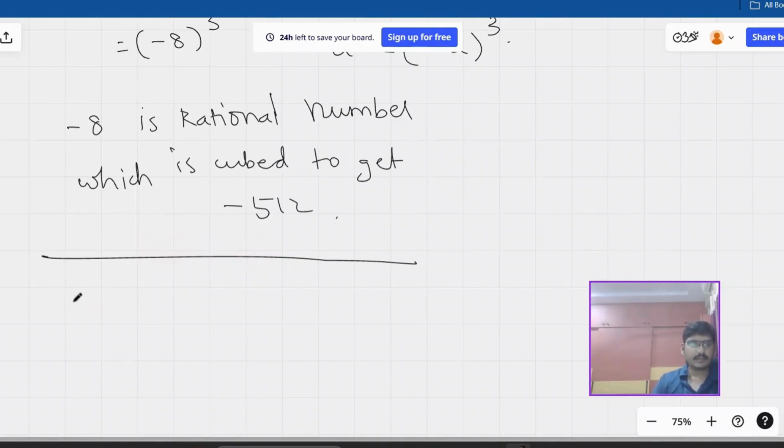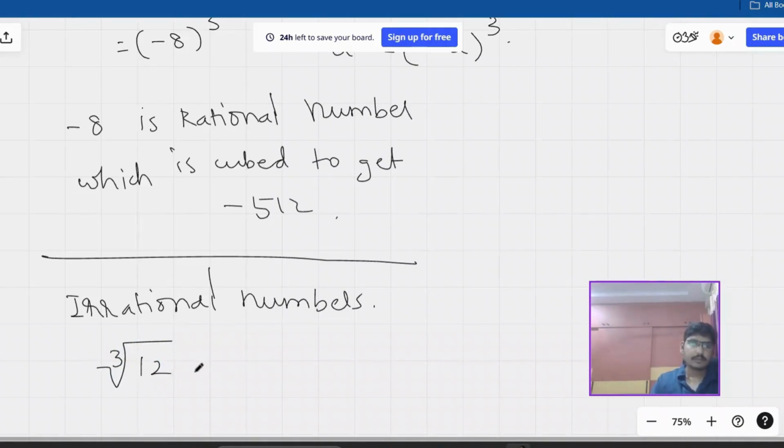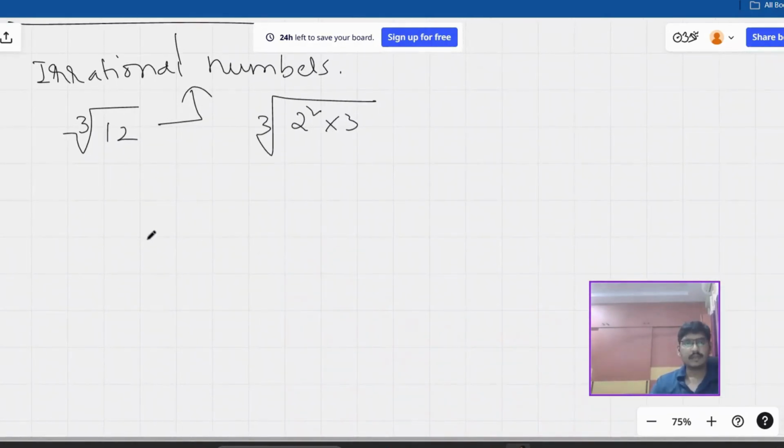Similarly, you can also write some of the irrational numbers. What are irrational numbers? If a number exists in cube roots without simplification, it is called an irrational number. For example, cube root of 12. Here, cube root of 12 is an irrational number because 12 exists as 2 square into 3, which doesn't have a perfect cube root.